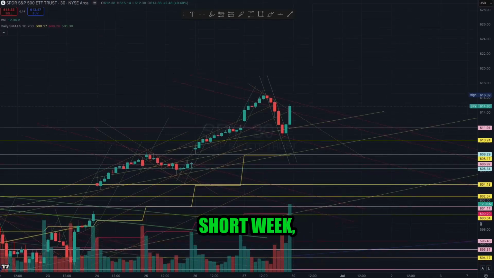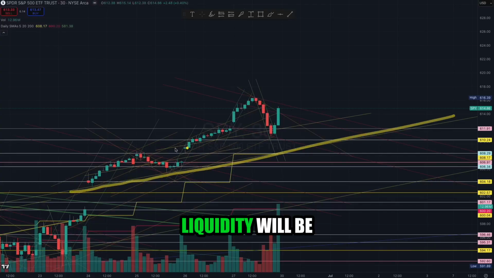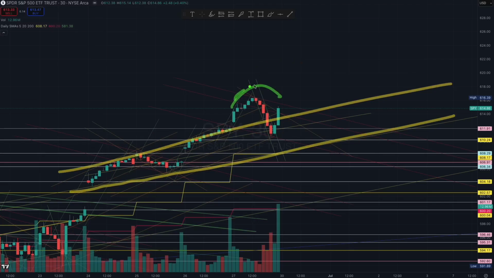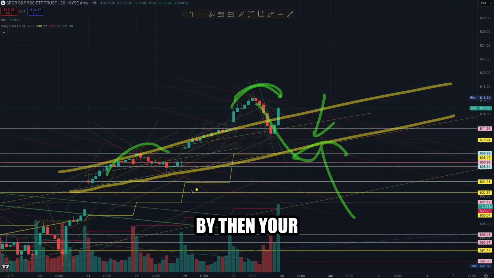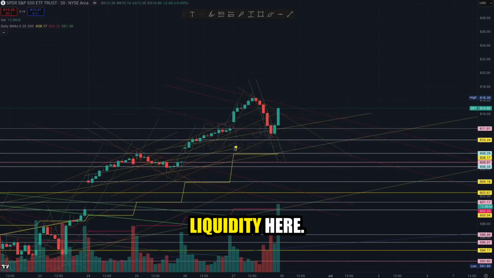So now this is a short week, isn't it? And you have to remember where the key liquidity is. In the 30-minute chart, the key liquidity will be where this yellow algorithm is. Now, if we want to dump here, you will have to grab the liquidity here. By then, your 5-day will turn into some sort of resistance. So just pay close attention to this particular liquidity here.